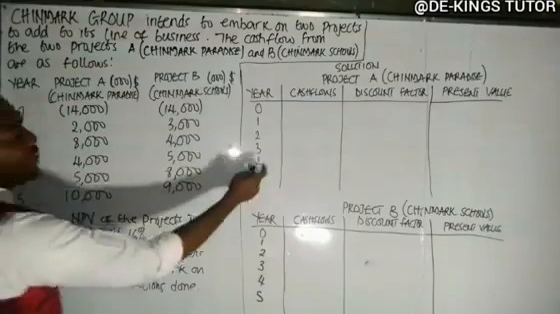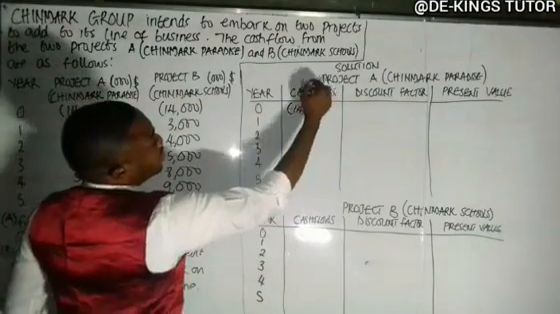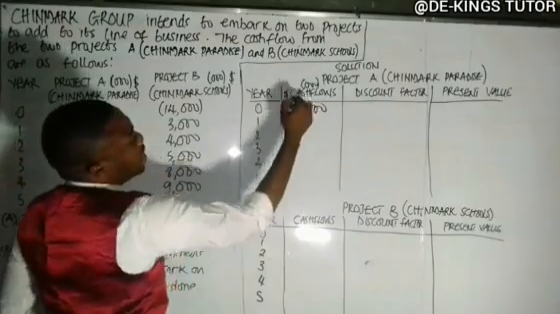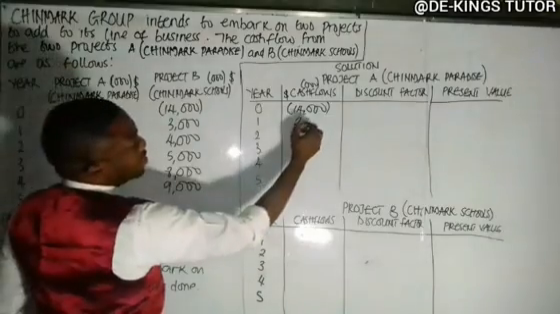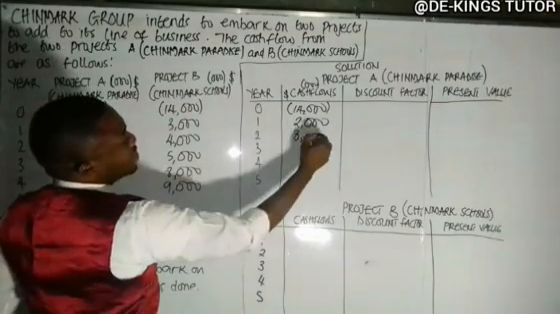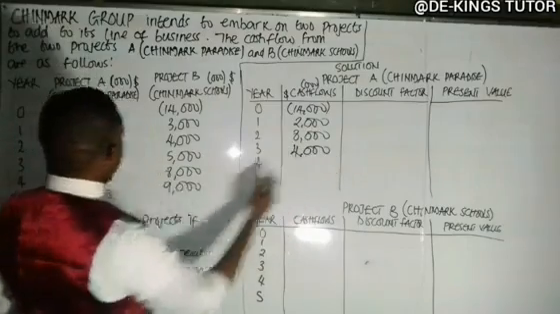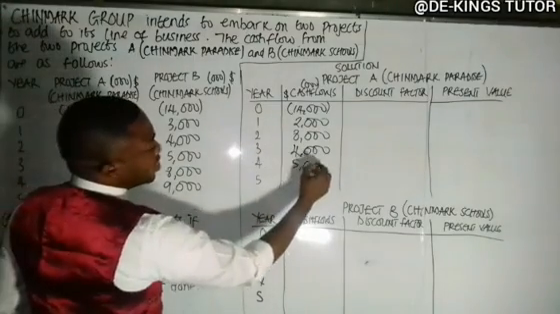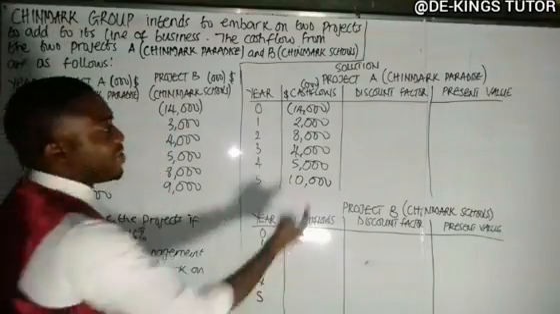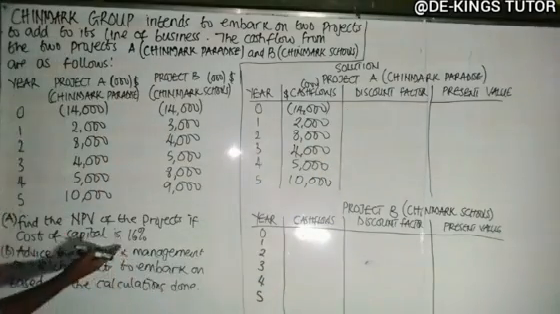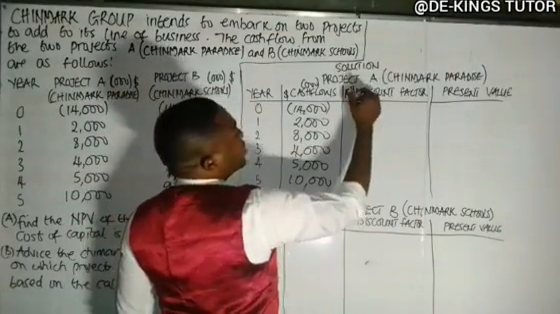So we're going to write the cash flows. Now this is 14,000. Remember this is in dollars. Okay. So we have 2,000. We have 8,000, we have 4,000, we have 5,000, and we have 10,000. Okay, and this next thing is the discount factor. Like I said, the cost of capital is 16%. So it means we're having here 16%.